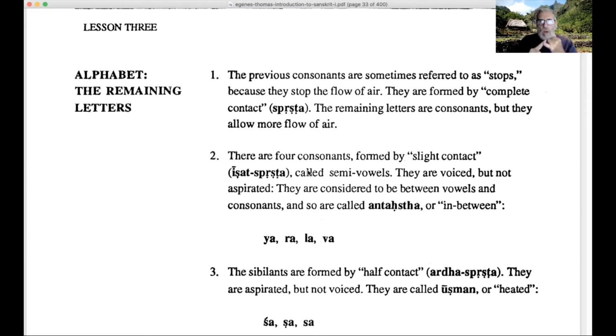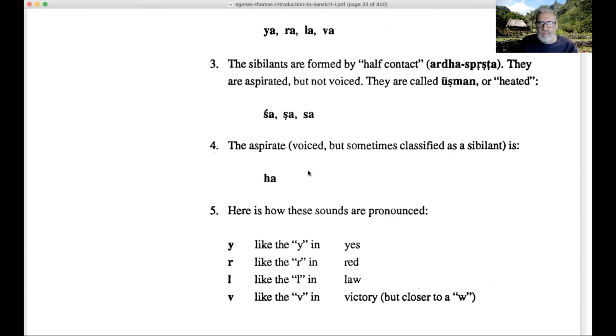We learned there are stops, ka, kha, ga, gha up to pa, pha, ba, bha, ma, 25 of them, right? Then we learned that there are semivowels, ya, ra, la, va, which are in between vowels and consonants. Then we understood that there are three S sounds, right? Sha, sha, and sa. Okay, that's it.